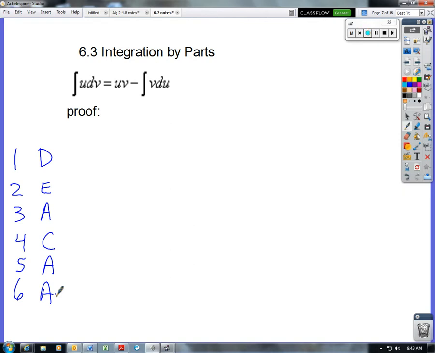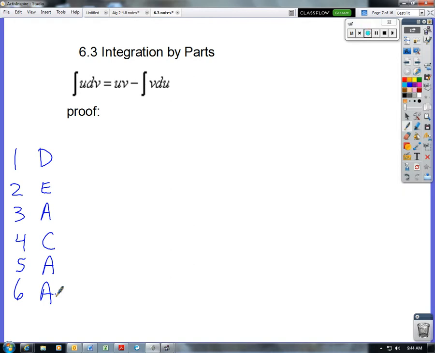Now this is integration by parts. The integral of u dv is equal to uv minus the integral of v du. And I recommend saying that out loud a few times, playing it through your mind, so if you just have the sound of it, it'll help you remember it.